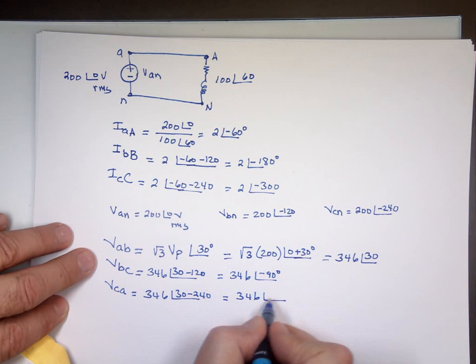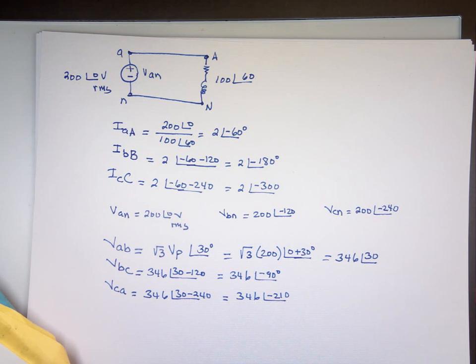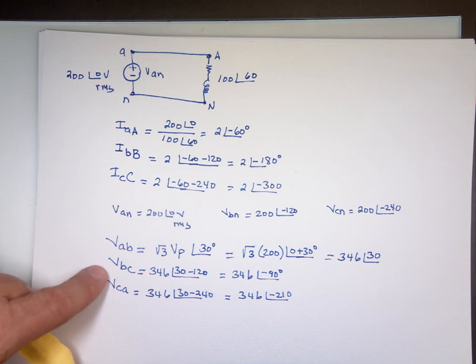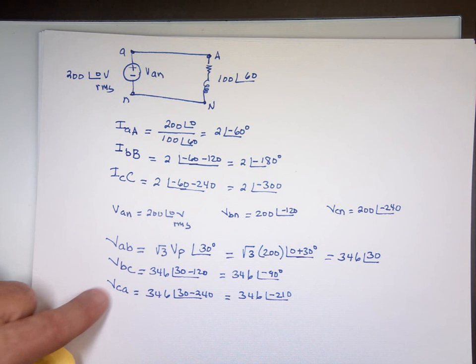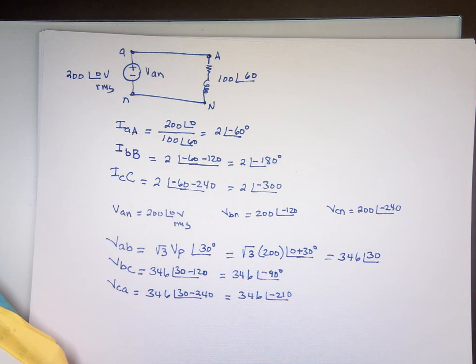Now, if this was not a balanced source, you really couldn't say that. You have to say that VAB equals VAN minus VBN. VBC is VBN minus VCN. VCA equals VCN minus VAN, if it wasn't balanced. When it's balanced, once you know the first one, subtract 120, subtract another 120. Done. But you will encounter some problems where they're not balanced.